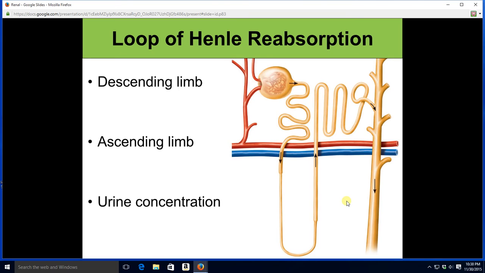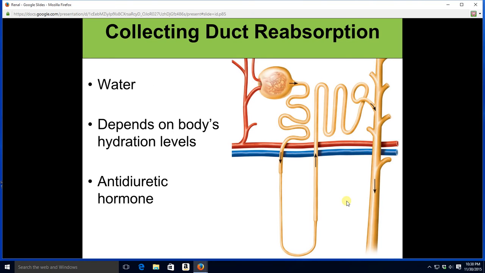I apologize for that. Collecting duct. Last part where we do some reabsorption. There's the collecting duct. We have urine in the collecting duct, urine from several different distal convoluted tubules. And the thing we reabsorb in the collecting duct is water. It depends really on two things: hydration levels in the body, which is going to determine how much antidiuretic hormone is being released. Antidiuretic hormone sets the stage for reabsorbing water in your collecting duct. The more ADH you have, the more water you reabsorb from the collecting duct, and the less pee you end up peeing.